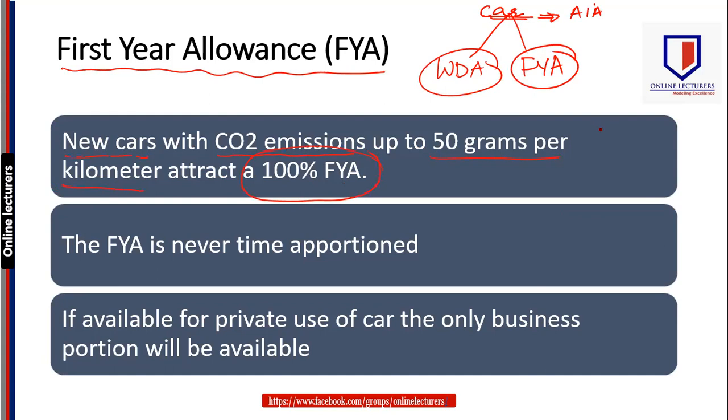For example, the car cost you 10,000 pound and it is a low emission car, that is up to 50 gram, then you can claim a first year allowance immediately as 10,000. This first year allowance is never time apportioned, regardless of the timing of purchase of the asset or a short or long accounting period. It is fixed. Whatever is the price of the car, you can get the full 100% allowance immediately.